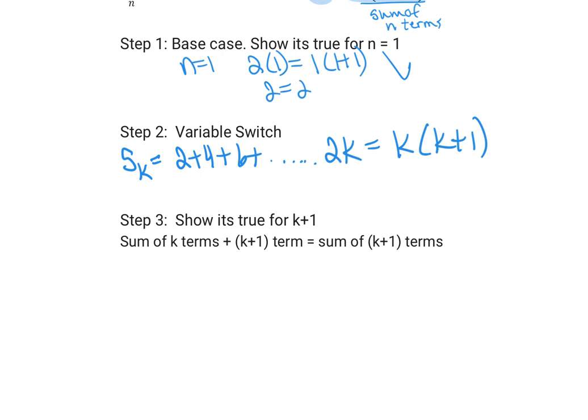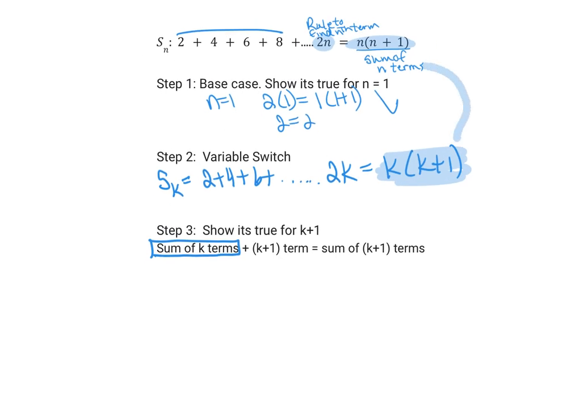What we're going to do is we are going to say, all right, the sum of k terms. So the sum of the k terms, that was this over here. Okay, so remember this was the sum of the k terms. So if you look up here, remember, sum of the k terms was what was on the right. So we're going to put that first. So we're going to have k times k plus 1 plus the k plus 1 term, right? So this was the k term. So k plus 1 means I need to put k plus 1 in here.